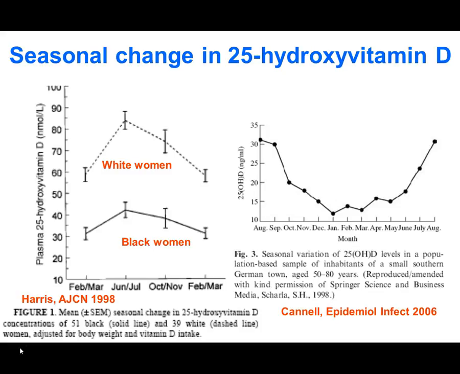We already discussed the seasonal changes in 25-hydroxyvitamin D as a parameter of vitamin D status. It is well known that vitamin D is synthesized in the skin upon exposure to sunlight. And for that we see higher levels of 25-hydroxyvitamin D during summer and low and very low levels during winter time. This is shown in both the left and the right panel. We also see that skin color is very important, with black women having lower levels also during the same period compared to white women.